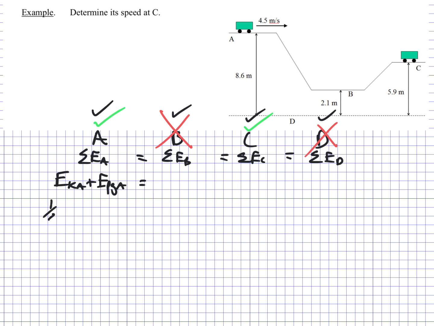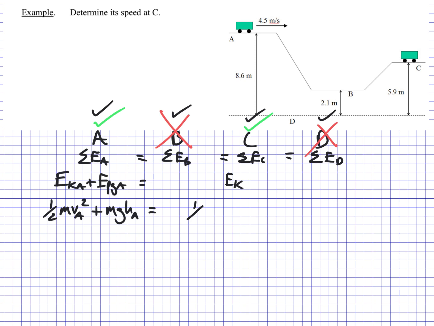This is going to be 1/2 m v at A squared, plus m g h at A. Now, do I know those things? Well, I don't know the mass. That could be a problem. I do know the velocity, and I do know the height. So that's looking promising.